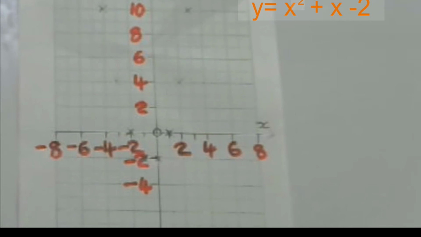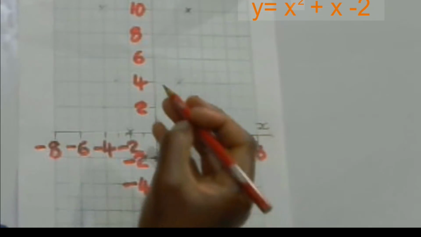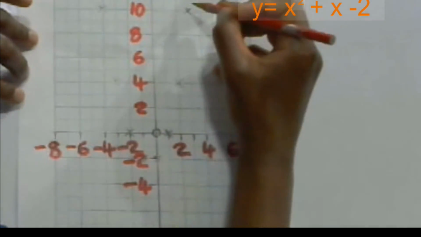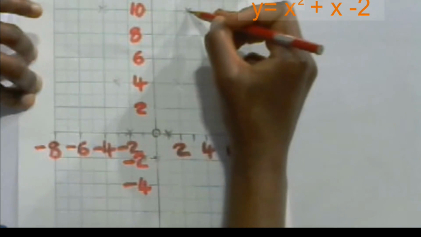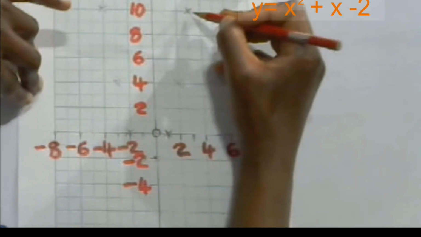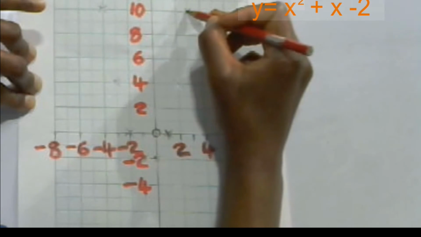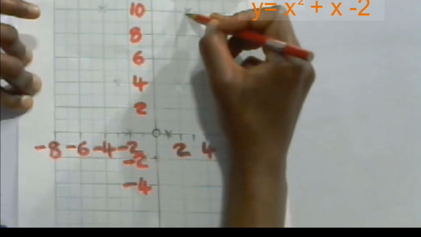So now we are to join these points. Let's draw our graph joining these points. So try to have a smooth graph as possible, because this is not a straight line graph, but it's a parabola.